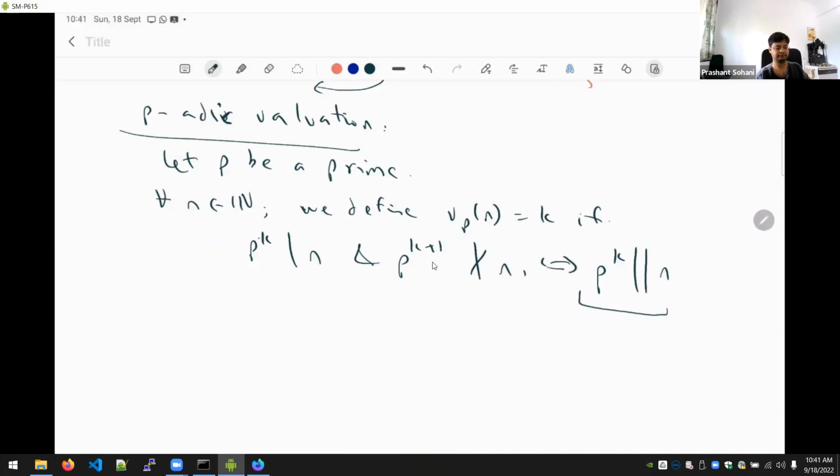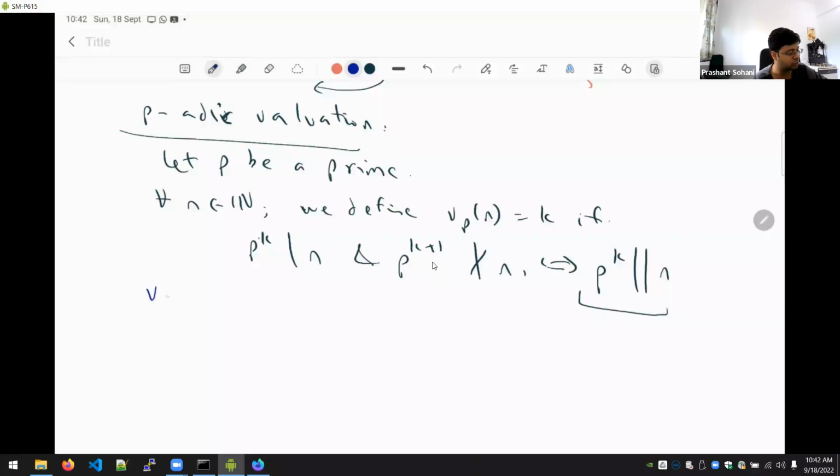Okay, so this is Vp of n. I think as I mentioned last time, this can be extended to rational numbers also, but we will not look into that right now. What I am interested in seeing is some applications of this Vp of n, how it can be used to solve some interesting problems.